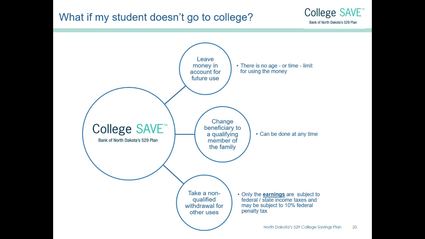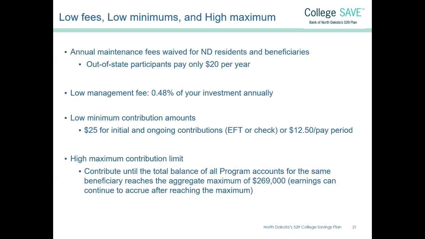Again, we don't see it happen very often. Generally, most people are expensing most of their money or rolling it down to another child, or maybe even keeping it in an account for a future grandchild, right? So again, there's lots of flexibility in these scenarios.